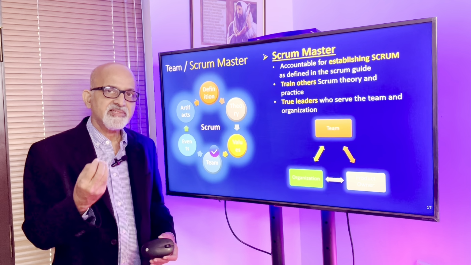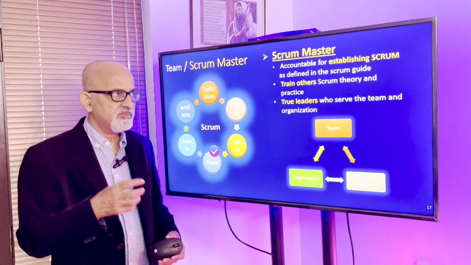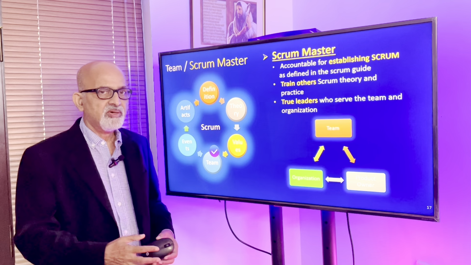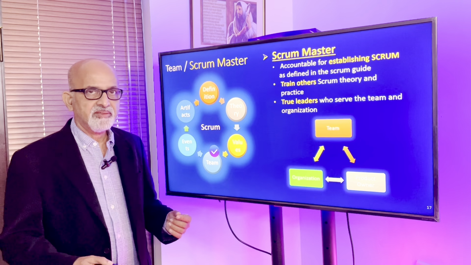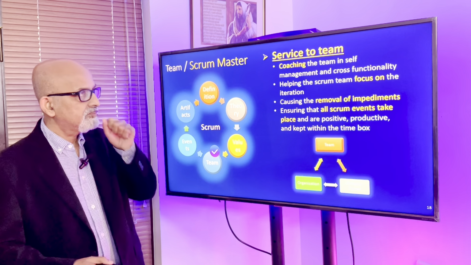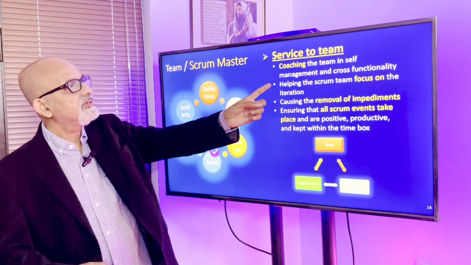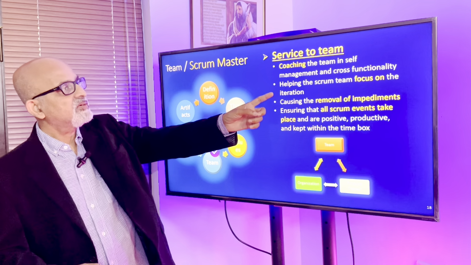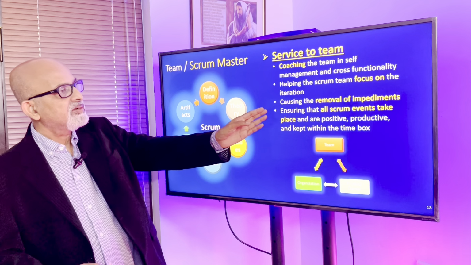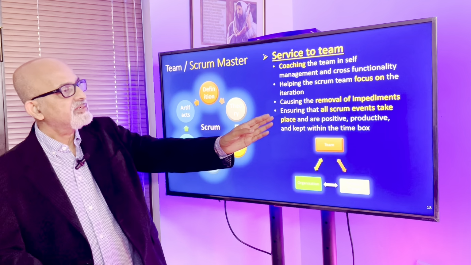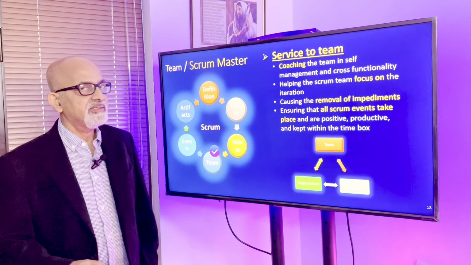The Scrum Master is a servant to the team. That means if the team is facing any issue which is preventing them from moving forward, the Scrum Master should pitch in immediately and solve or remove that impediment for the team so that their progress is not prevented. Scrum Master service to the team: coaching the team in self-management and cross-functionality, helping the Scrum team focus on the iteration, causing the removal of impediments, ensuring that all Scrum events take place and are positive, productive, and kept within the time box.